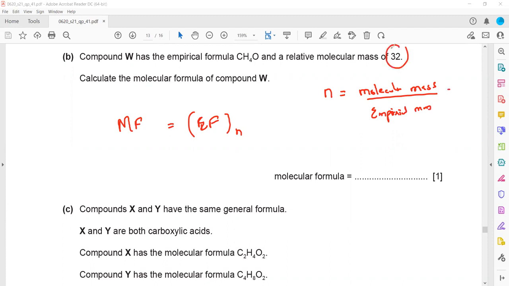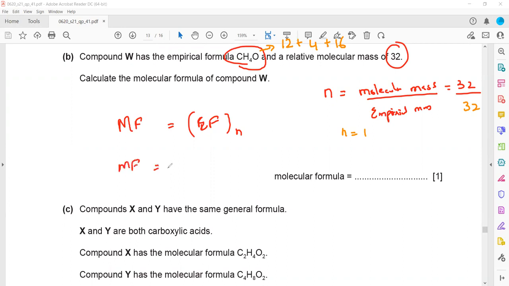So the molecular mass is given as 32. And the empirical mass comes from the empirical formula. So how do we work out the empirical mass of CH4O? It contains 1 carbon, so 12. It contains 4 hydrogen, so 4, because 1 into 4. Plus it contains one oxygen, so 16. So 16 plus 4 is 20, 20 plus 12 is 32. So it is 32 divided by 32. So what is the value of n here? The value of n is 1.